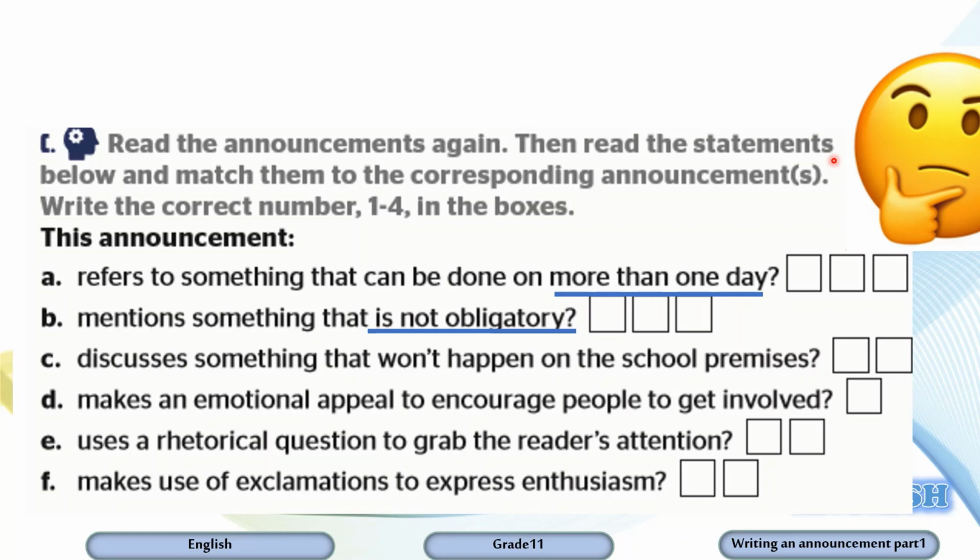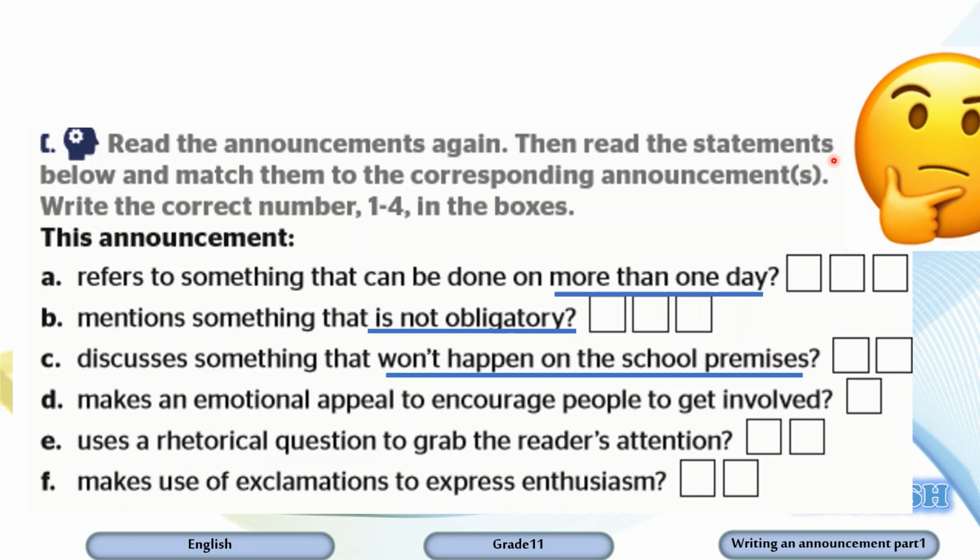Number C, which announcement discusses something that won't happen? This is the short form of will not. That won't happen on the school premises. So premises is the building itself. Okay, so you will focus on the fact that it will not happen on the school premises.